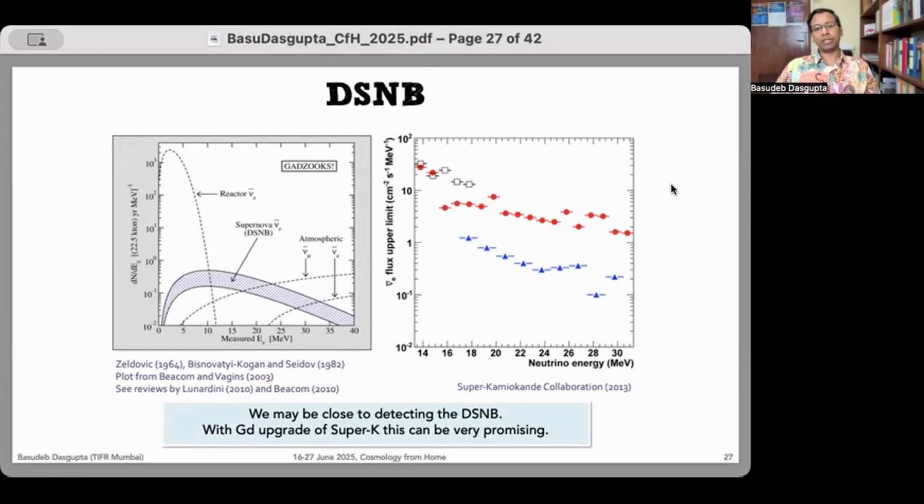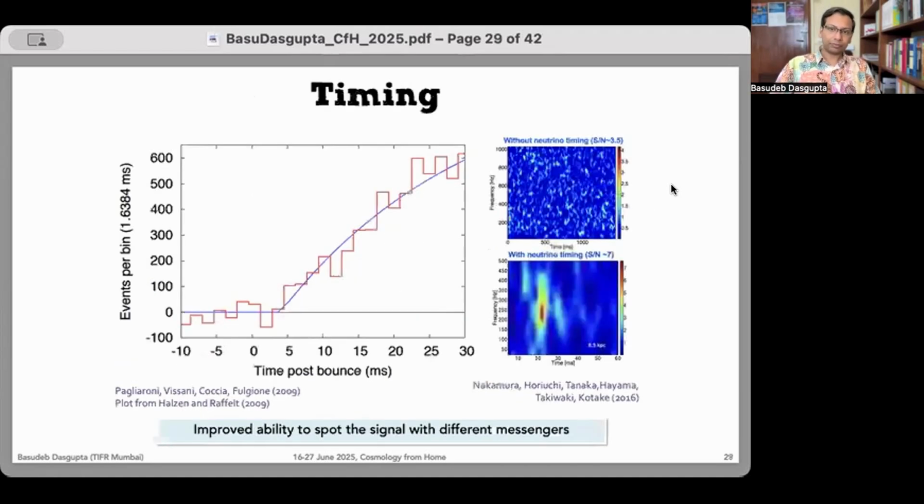There are more ideas which are somewhat older. I told you about the diffuse supernova neutrino background, and we may be very close to detecting it, because now Super-K has been enhanced with gadolinium, and this reduces backgrounds. Hopefully within this decade or so, we could start seeing hints of this diffuse supernova background. This would be a way to learn about the star formation rate in our Hubble patch, the initial mass function of these massive stars, and so on, and possibly also some handle on certain aspects of cosmology through the distance.